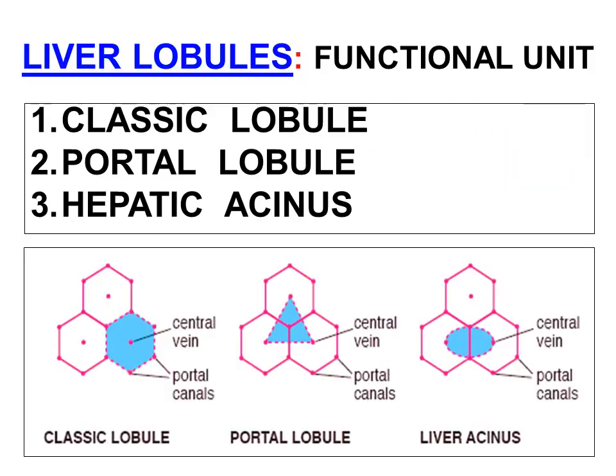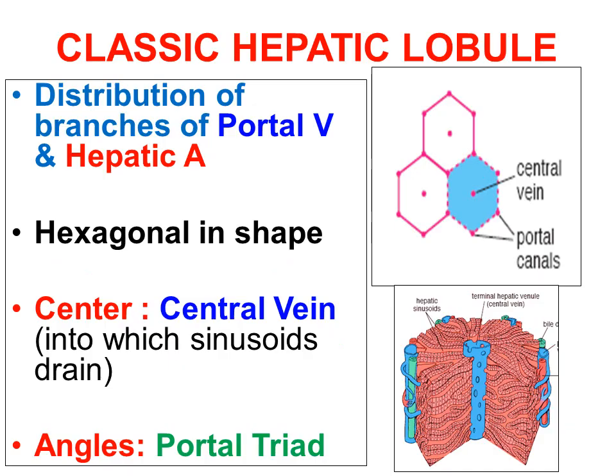Now there is another aspect of the liver, which is the lobules. Three types of lobules are described: the classical hepatic lobule, the portal lobule and the hepatic acinus. It is the way in which the parenchyma of the liver is divided into units. The classical lobule, as has been described, is hexagonal in shape and it is according to the distribution of branches of the portal vein and the hepatic artery. The central vein lies in the center of the classic hepatic lobule, into which the sinusoids drain, and the angles of the classic hepatic lobule have the portal triad.